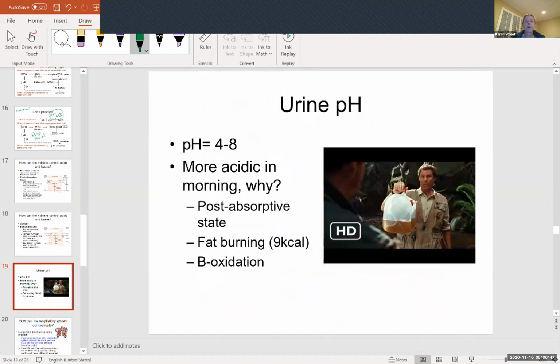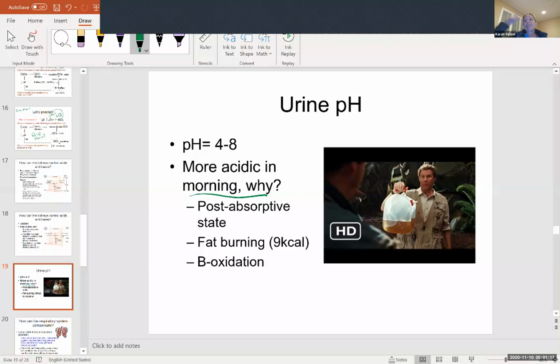Okay. And just tell you that when your kidneys compensate, you make different urine. And a normal pH for urine is a wide range. It's from as low as 4 to as high as 8. That's a very acidic urine and a pretty alkaline urine. And the kind of urine you make is different. So for example, in the morning, your urine is more acidic.